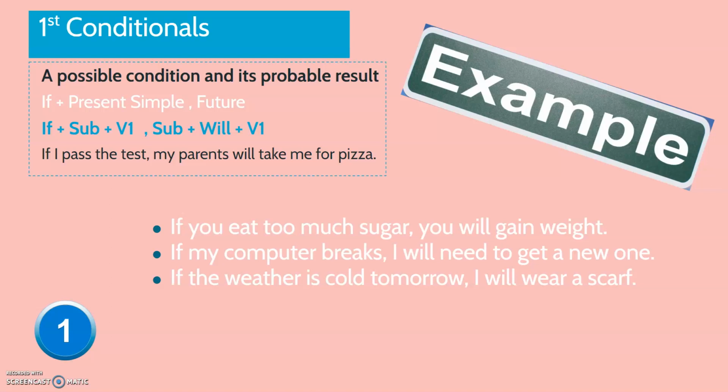These are all things that can easily happen. You can easily eat too much sugar, or your computer might break, or the weather could be cold. And these are the things, the probable result. You'll gain weight, you'll need a new one, or you'll need to fix it, and wear a scarf if it's cold. So first conditional looks at realistic situations that can happen and their result.